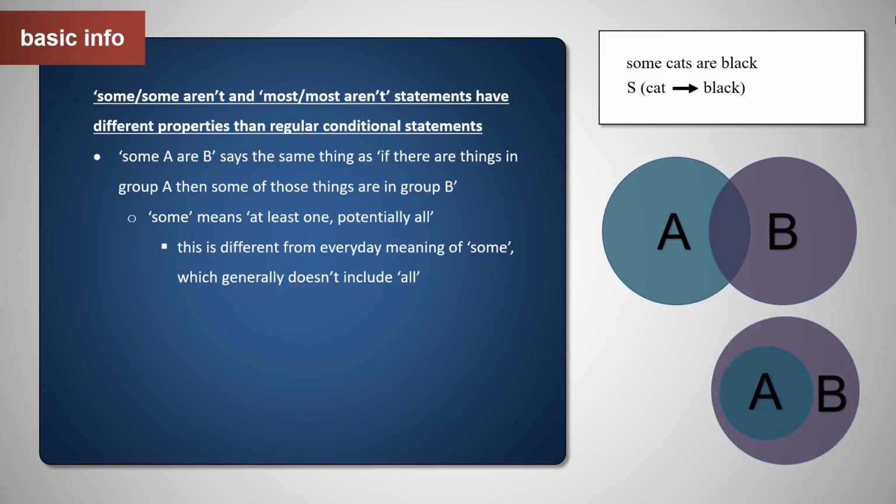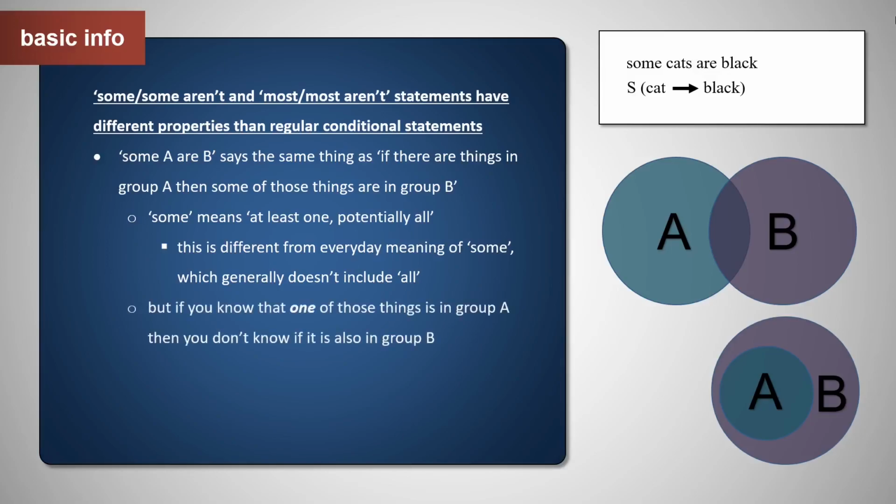So this is another way of doing it. This also is a visual representation of "some A are B," or if A is cats and B is black things, then some cats are black. This just implies that all of them could actually be black. But if you know that one of those things is in group A, then you don't know if it's also in group B. So that's the thing with the some statement: you know that at least one of the elements in the first group is going to be in the second group, but you don't know which one, and you don't necessarily know that it's any specific one.